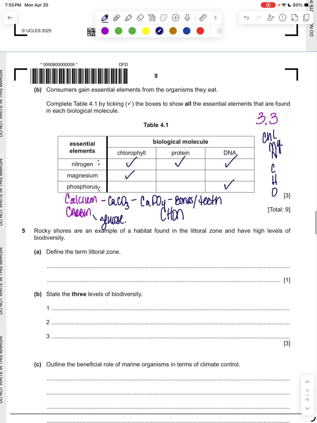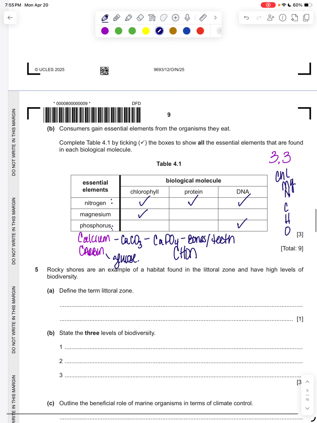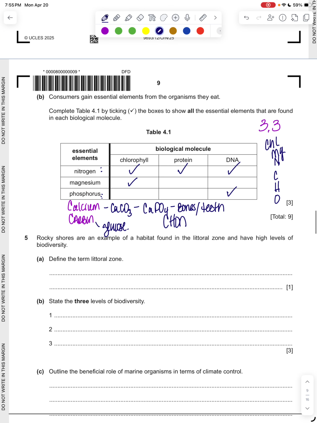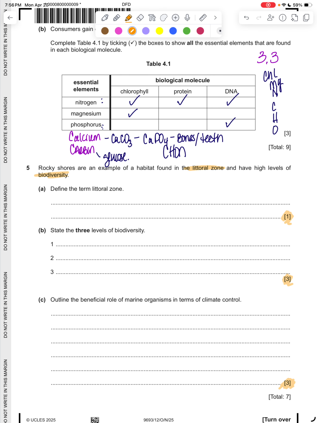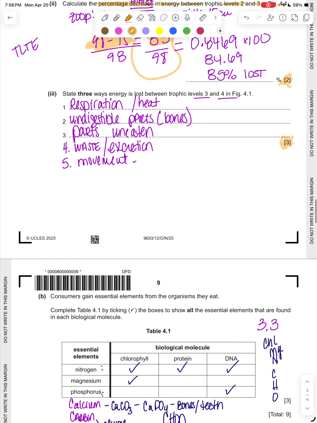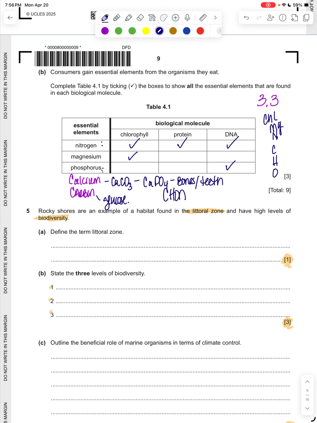All right. All right, we're close. So after this, well, we have 5, 6, and then we're on to the big ones. Rocky shores are an example of a habitat found in a littoral zone, and it has high levels of biodiversity. 1 mark for our definition. 3 marks for our 3 levels. This is actually a pretty easy test. Notice all these state things you just get almost everywhere. State, like if you don't know it, you don't know it.